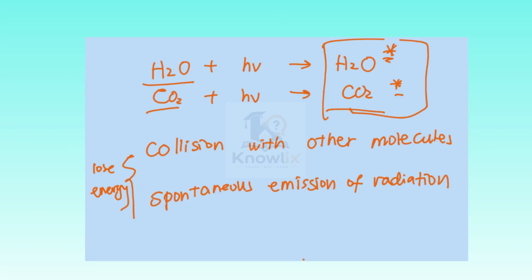So these energetically excited molecules will emit their radiation spontaneously. Now, some of this radiation is emitted to outer space, but some of the radiation returns to Earth's surface. Therefore, this radiation energy is warming the Earth's surface. So that's called the greenhouse effect.